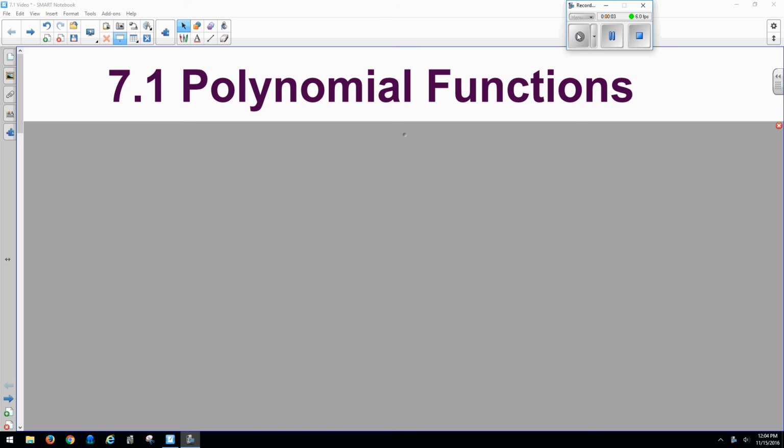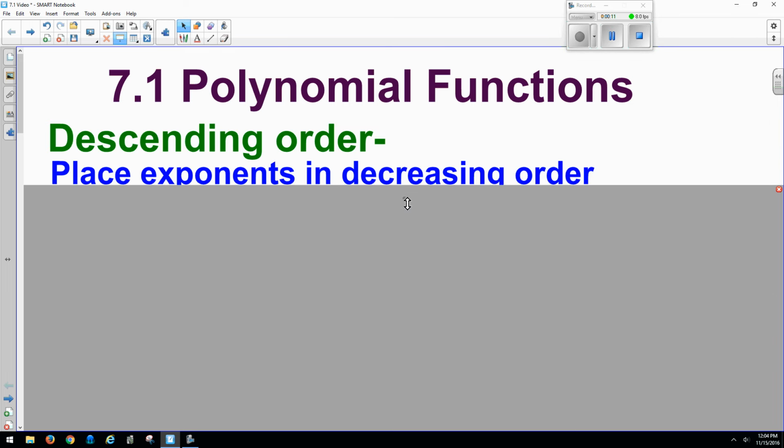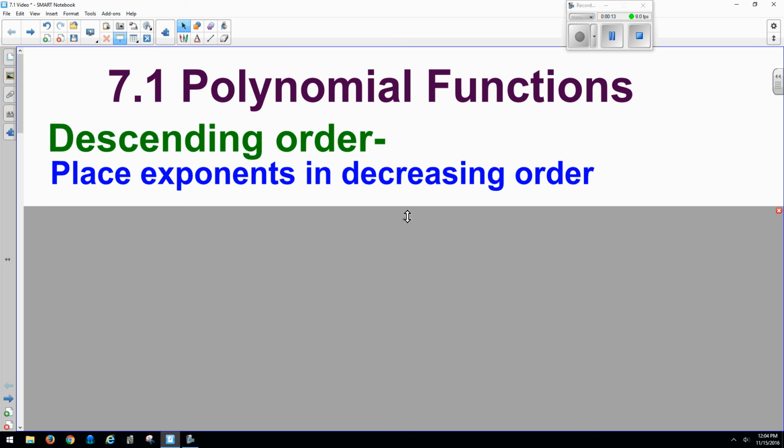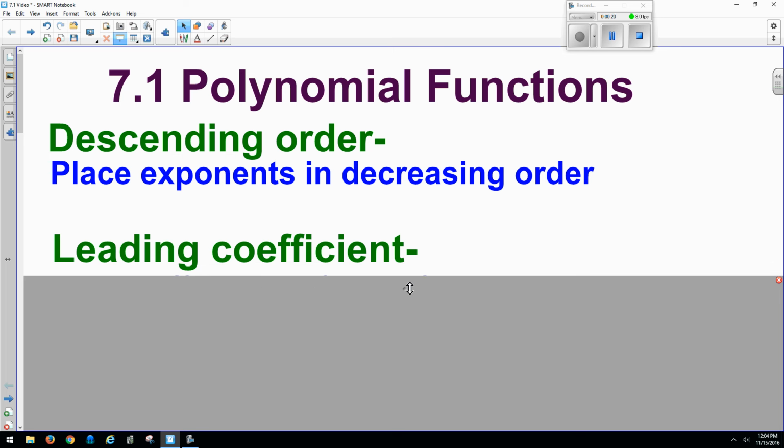Today we're going to start talking about polynomial functions, but before we get into the meat and potatoes of this lesson, let's get some vocabulary down, starting with descending order. We're just going to place the exponents in decreasing order. Start with the highest one, go down from there. Make sure you're getting this vocabulary down in your notebooks.